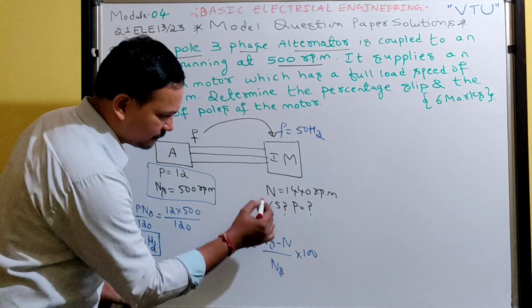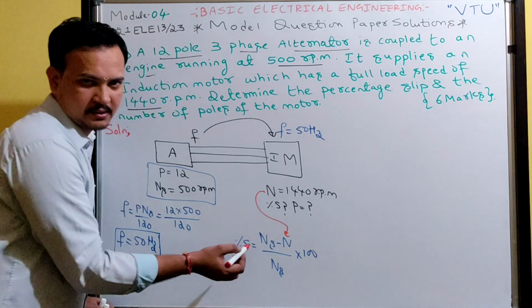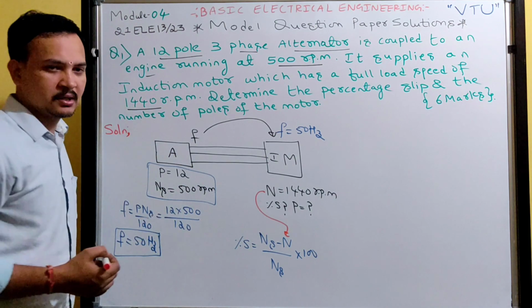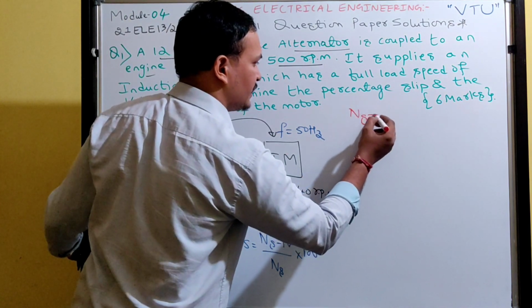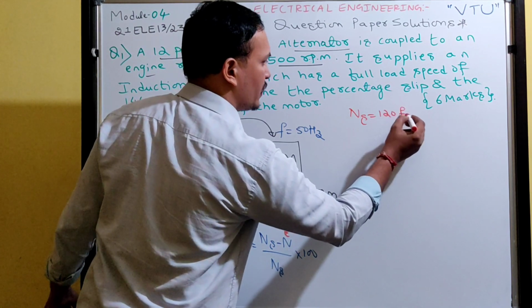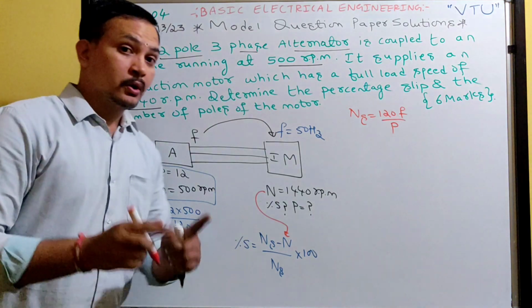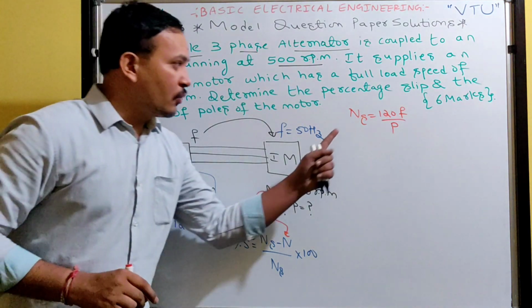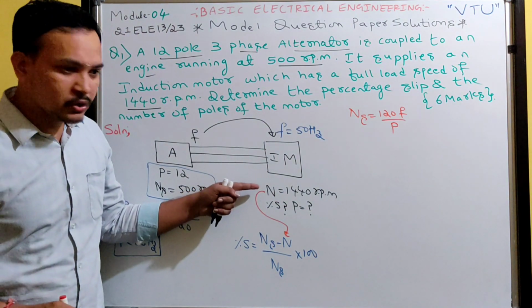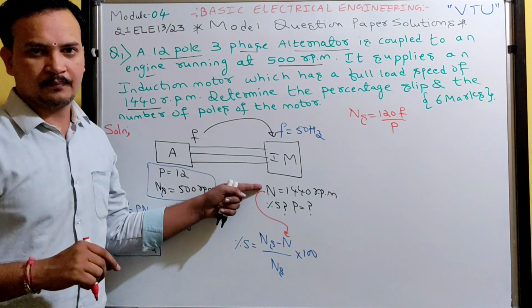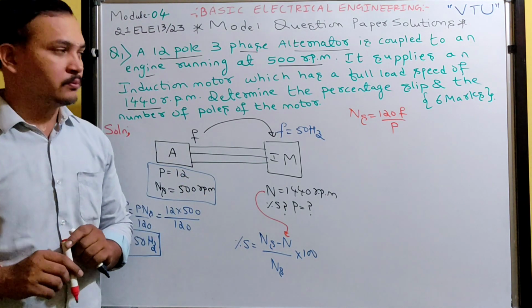See, N is given. Now I need to find Ns. How to find Ns? By using this formula: Ns is equal to 120F by P. To become an induction motor, what should be the value of Ns? Ns value should be more than N value. Ns should be more than N, then only it is an induction motor.